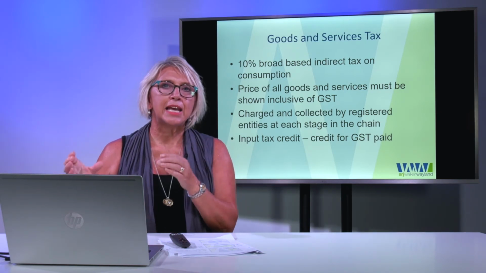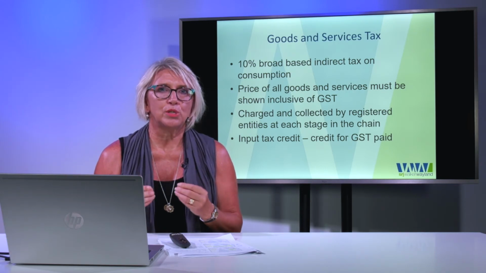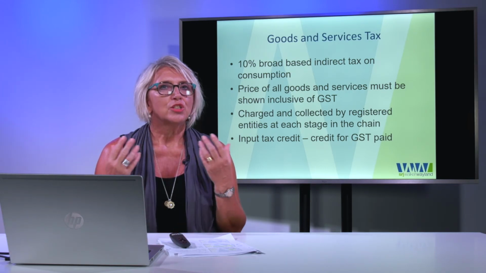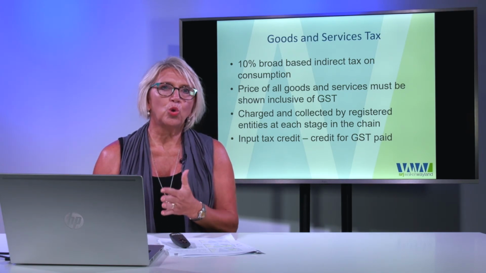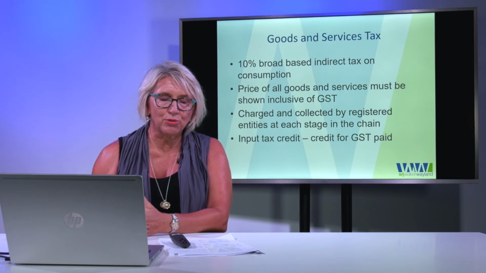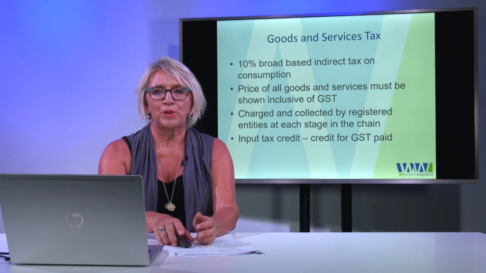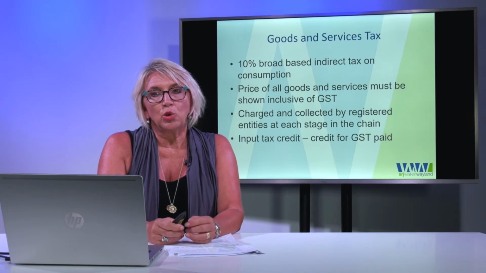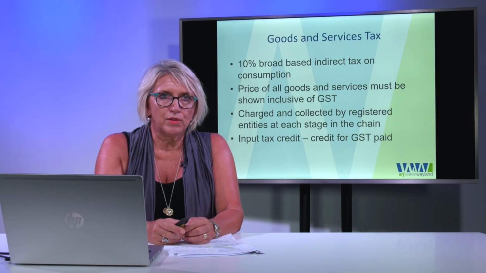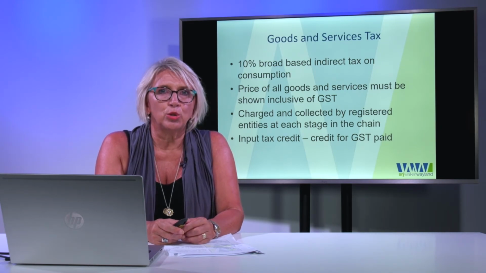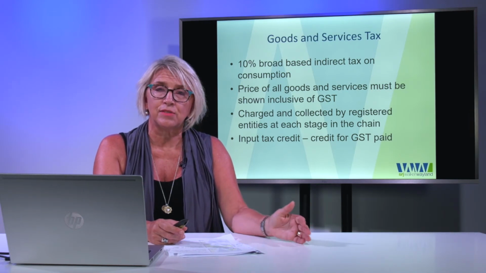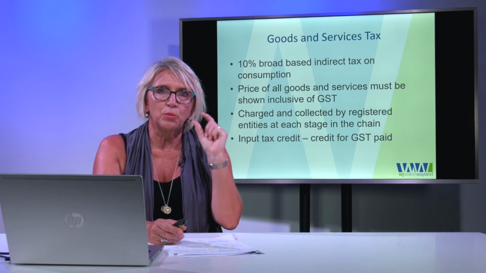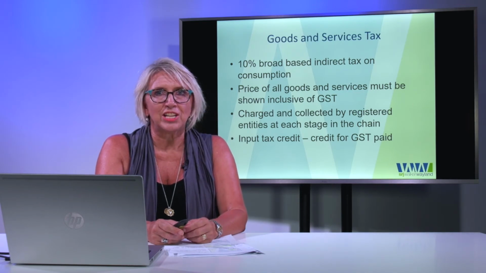The other key tax we pay in Australia is the goods and services tax. So what is it? We all pay it. It is a 10% broad-based indirect tax on consumption. The price that you pay for all goods and services is the GST inclusive price. And in Australia, unlike other countries such as the States, for example, the price that we display on our docket must be that GST inclusive price.